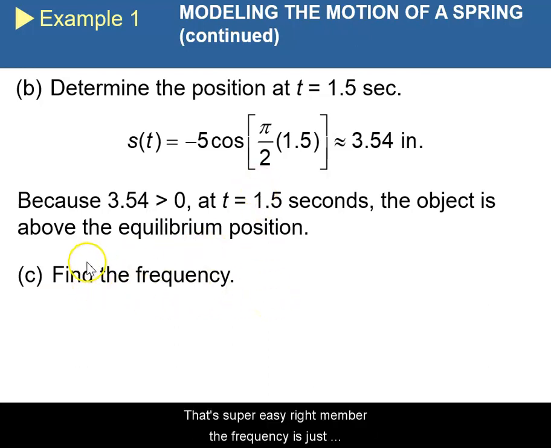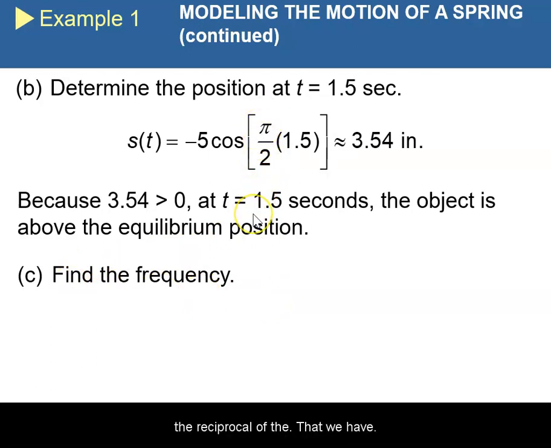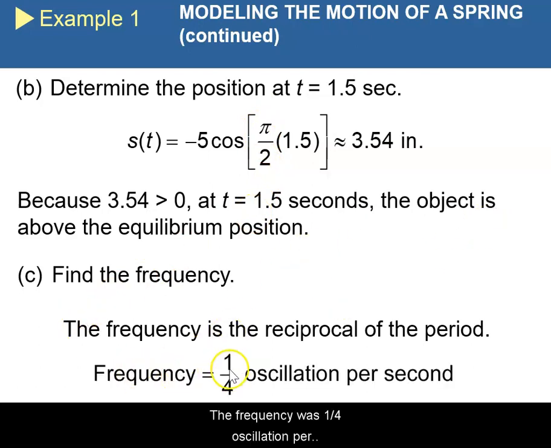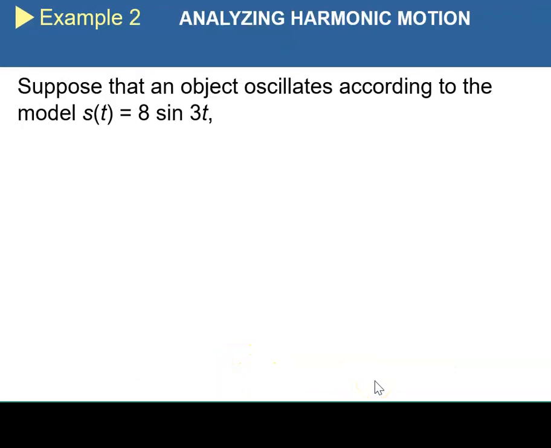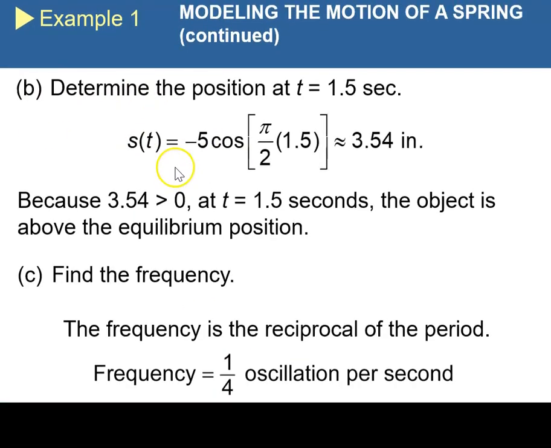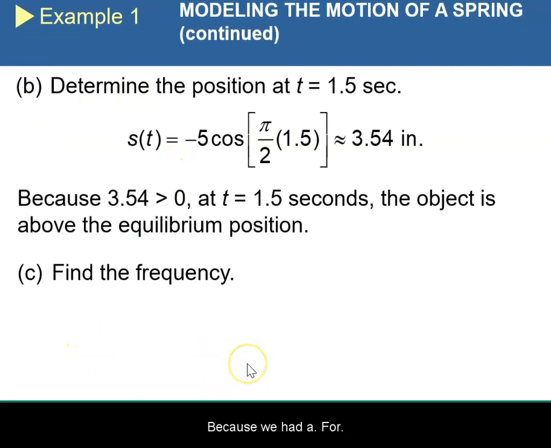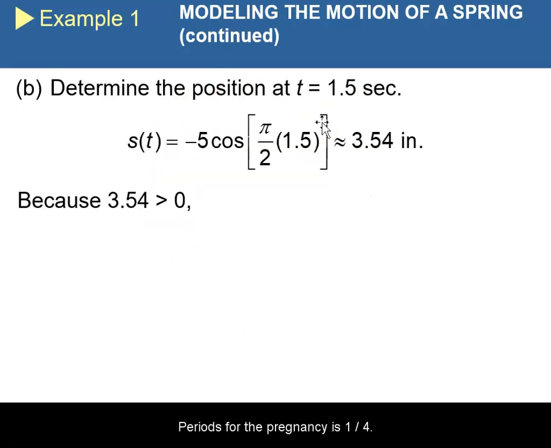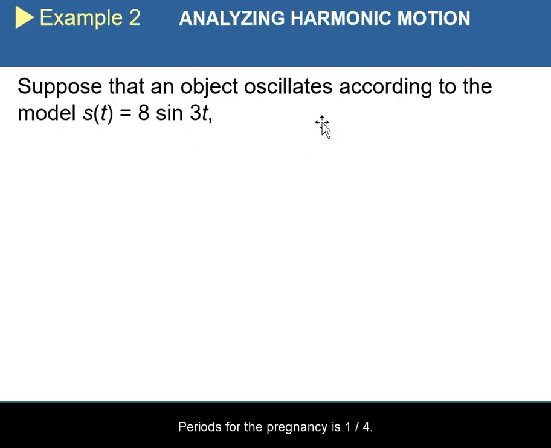Okay, so next we want to find the frequency. That's super easy, right? Remember, the frequency is just the reciprocal of the period that we have. Okay, so the frequency was 1/4 oscillation per unit time. I'm sorry, because we had a period of 4, right? The period is 4, so the frequency is 1/4. So that was an easy one, right?